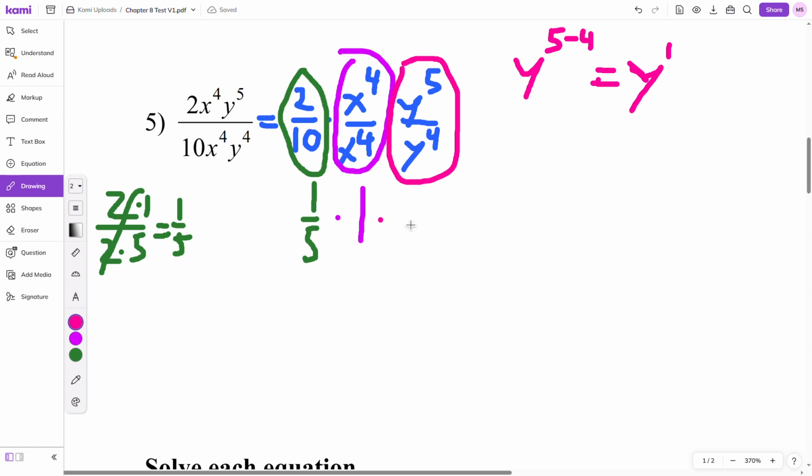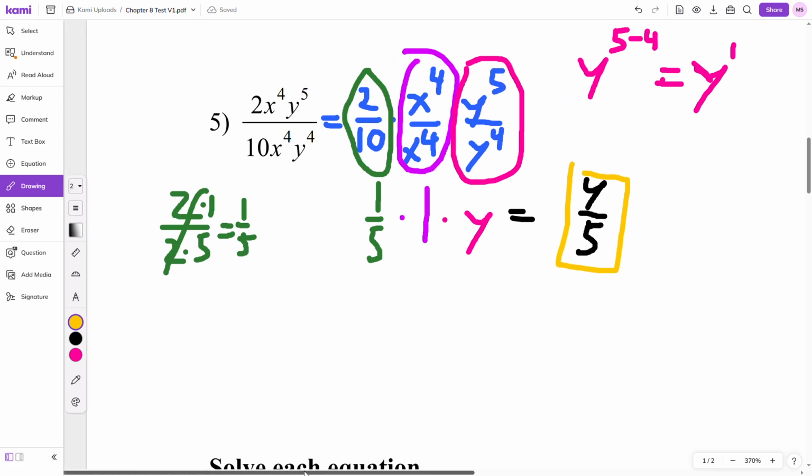And so we just call that y. And so our final answer is simply y over 5. Because you multiply the numerators, you get y. You multiply the denominators, you get 5. So that is y over 5.